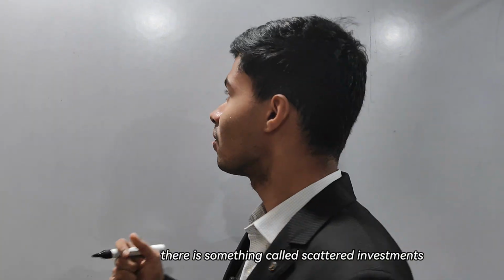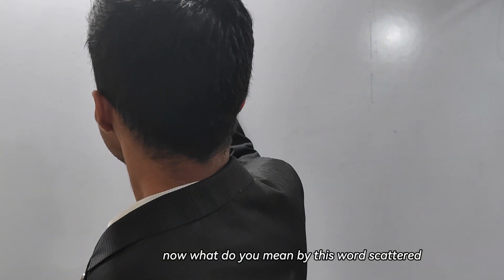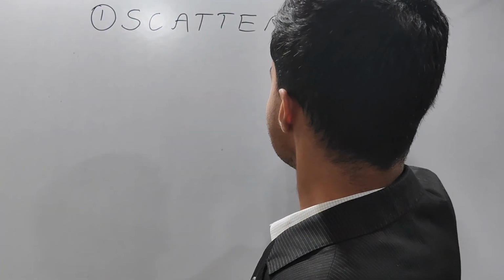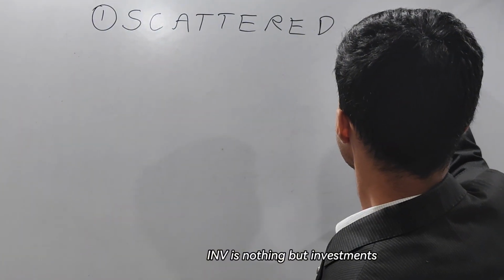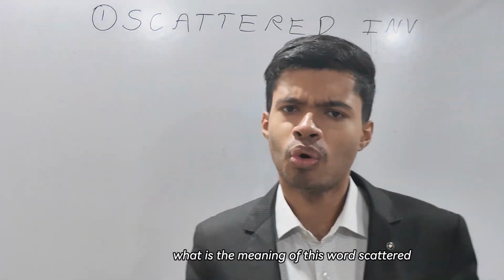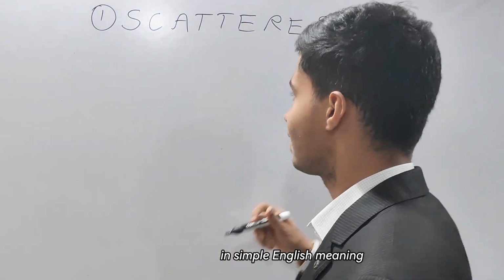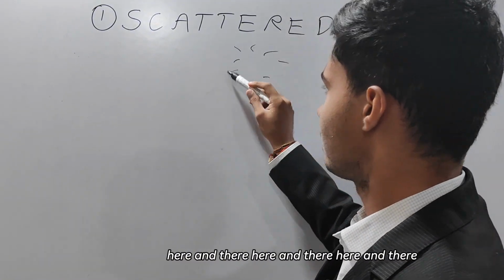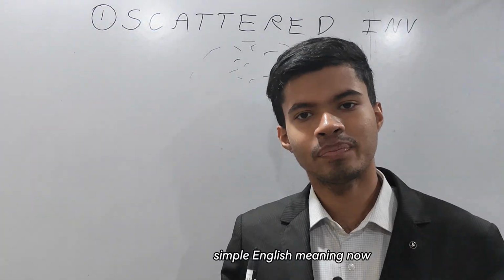There is something called scattered investments. Now, what do you mean by this word scattered? INV is nothing but investments here. What is the meaning of this word scattered? In simple English meaning, scattered means something which is spread around here and there. So this is what is scattered.